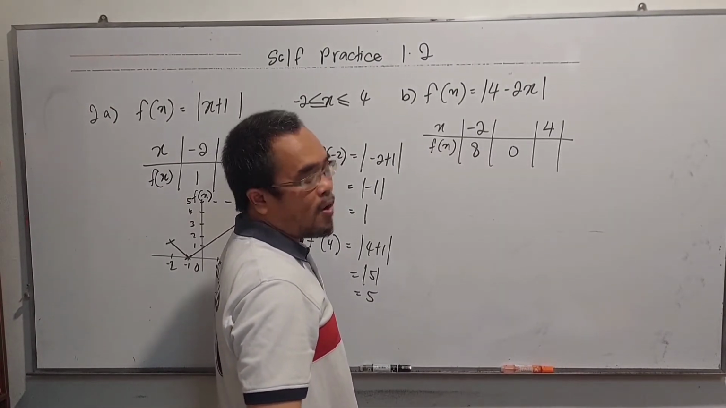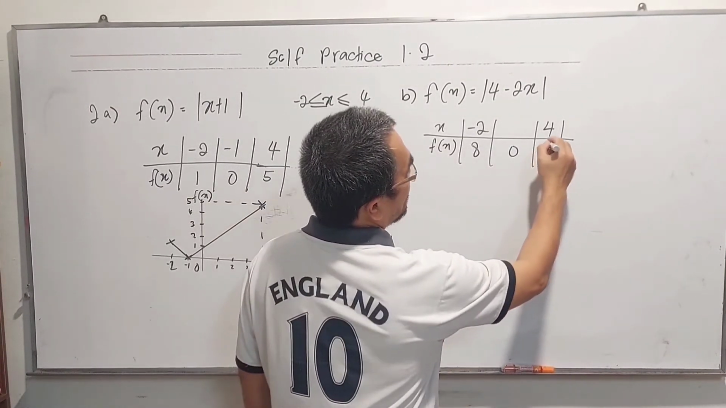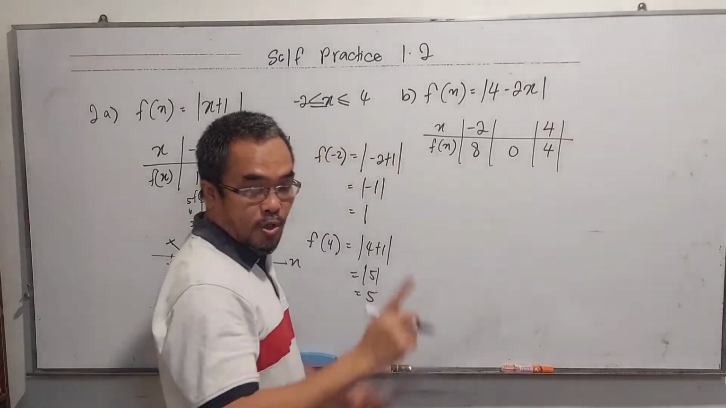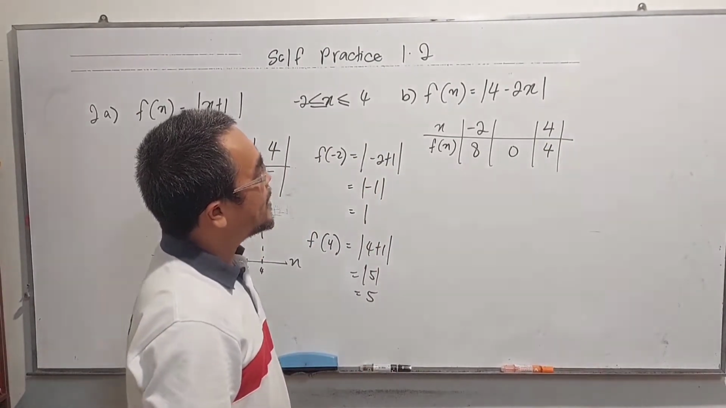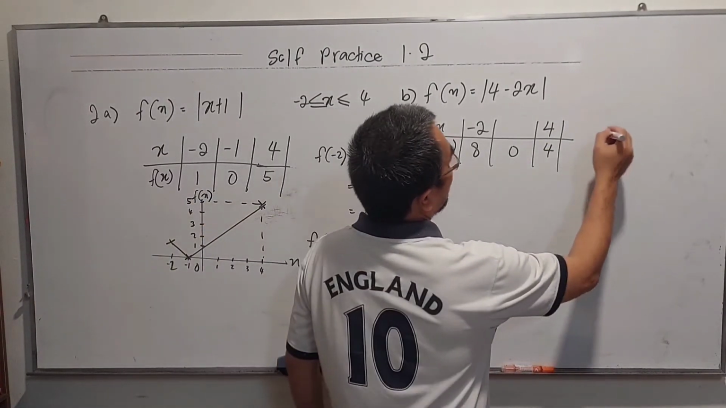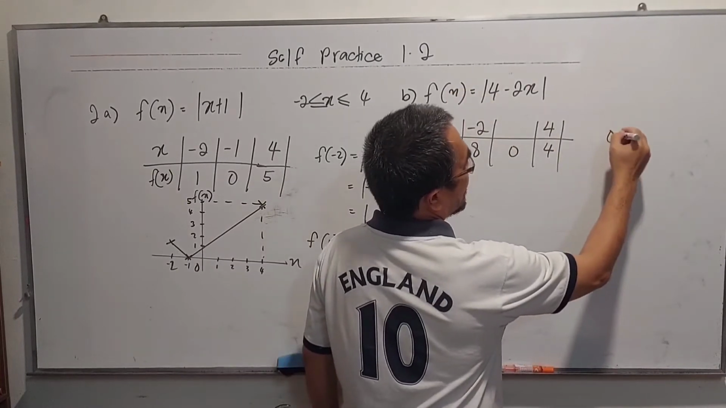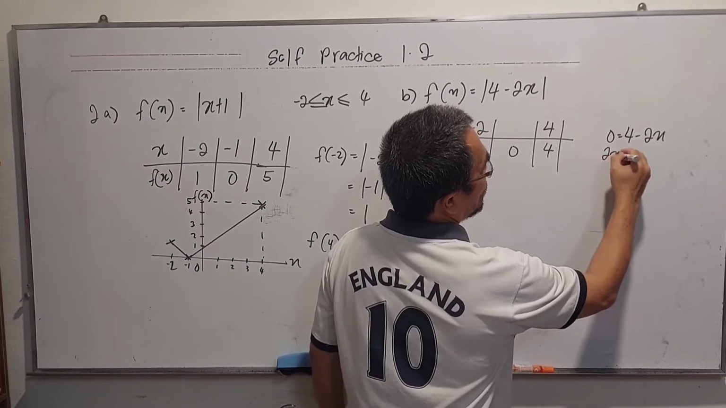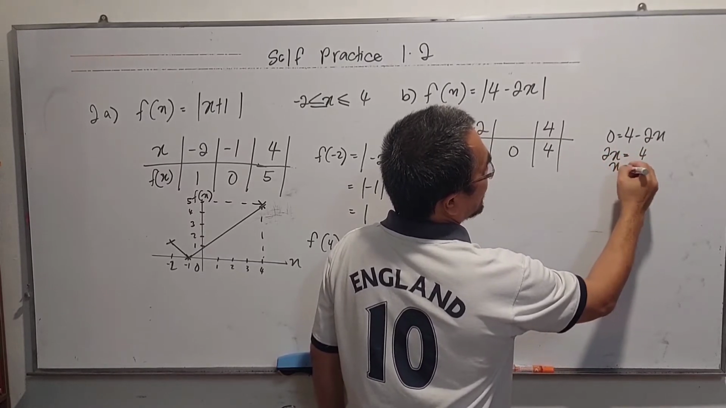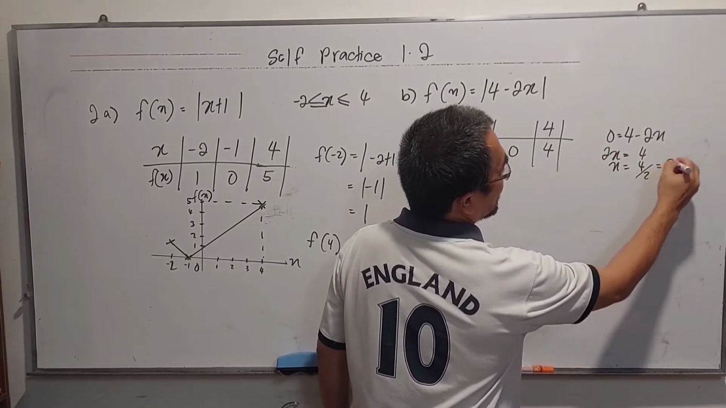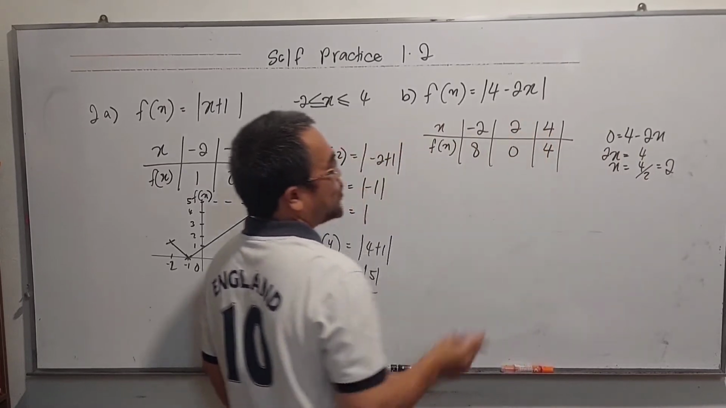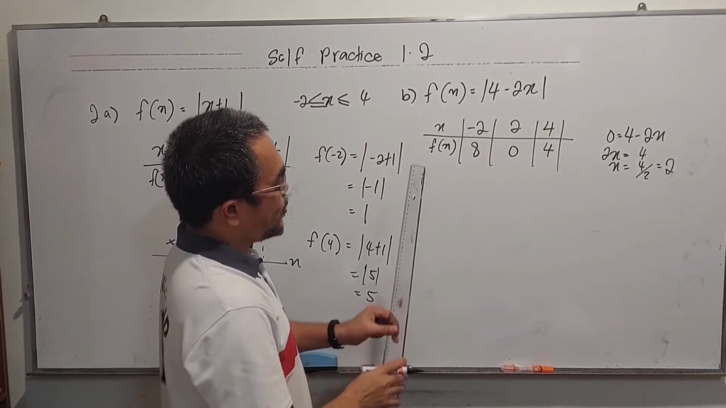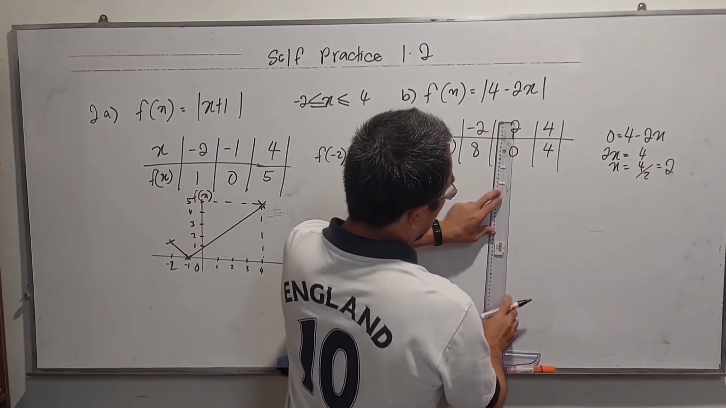So for negative 4, the final value is 4 because of the modulus. And then when f(x) is 0, you say 0 is 4 minus 2x. 2x is 4, so x is 4 over 2, which is 2. So I replace here 2. So we begin. Okay.